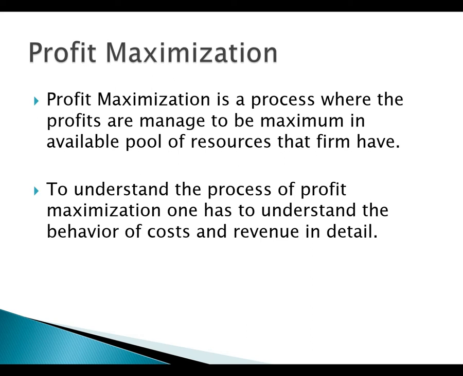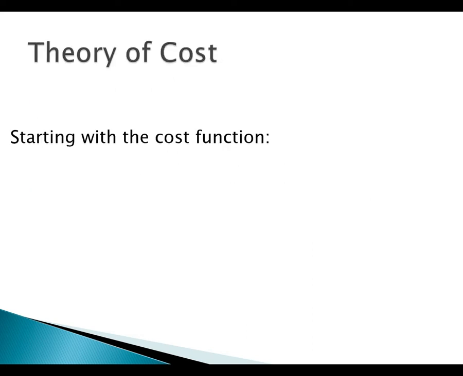I'm starting with the cost and theory of cost, because I told you that profit is defined as the difference between the total revenue and the total cost. So that's why we have to look into detail at both of them individually. I'm starting with the cost concept, and after completing it, I will explain the revenue concept as well. After having this detailed discussion about the cost and revenue concepts, we will be able to understand the profit maximization function. So here I'm starting with the theory of cost, and starting with the cost function.